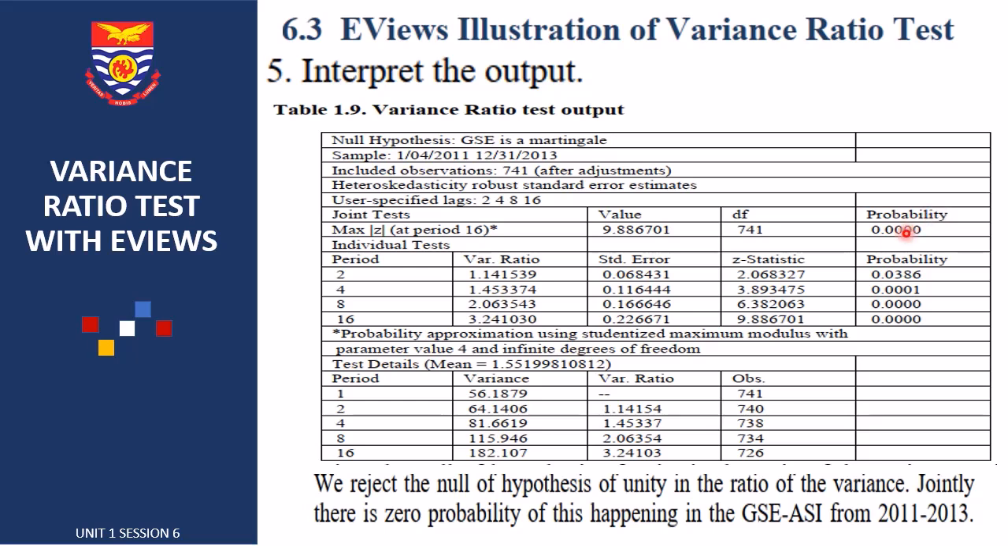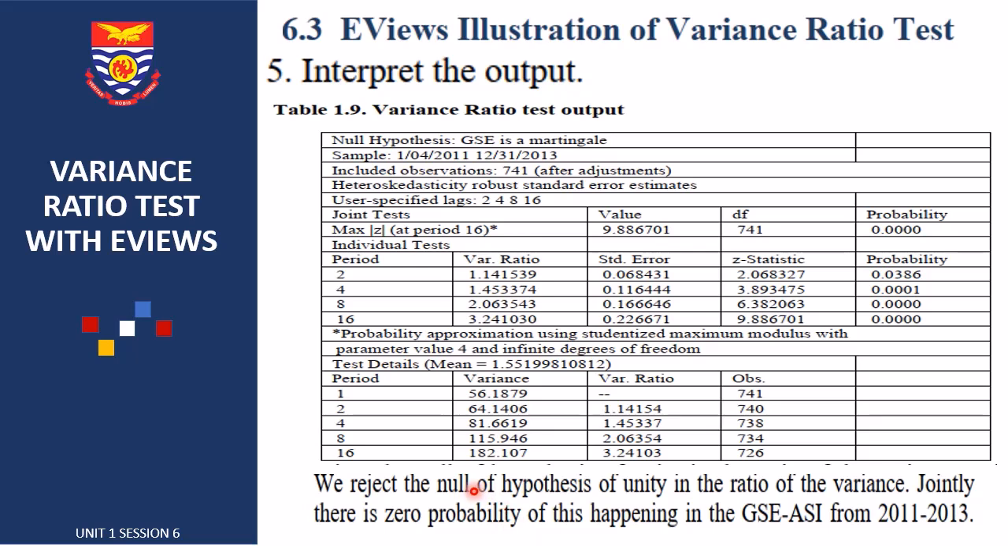But you could clearly see from the output that the probability value, which represents the significance level or our level of either acceptance or rejection, is 0.000, indicating that we do not have enough proof to say that the Ghana Stock Exchange is a martingale or possesses a random walk. So in this particular test, we reject the null hypothesis. The null hypothesis was that the data set possesses a random walk.